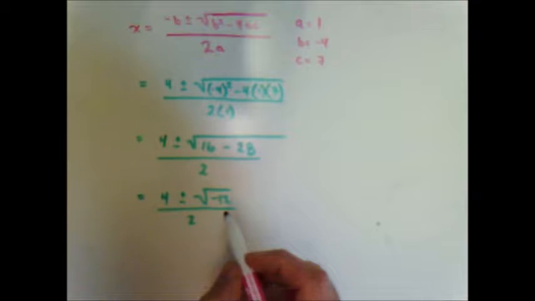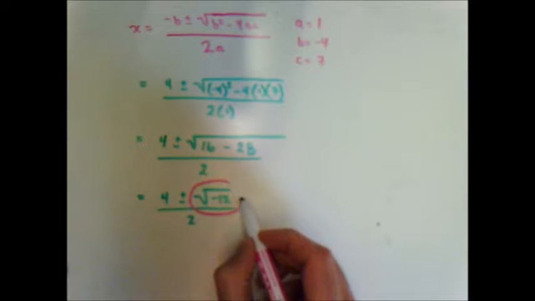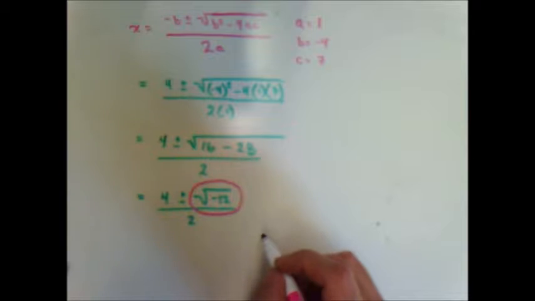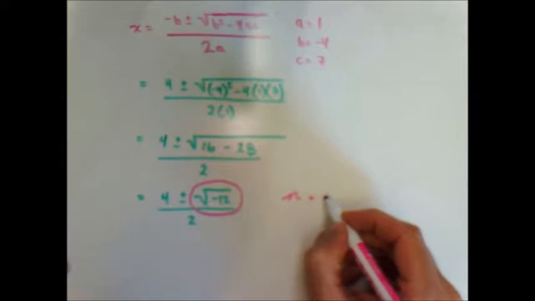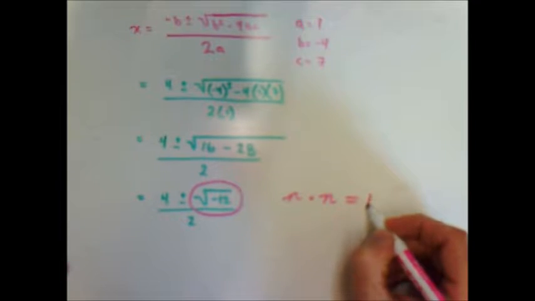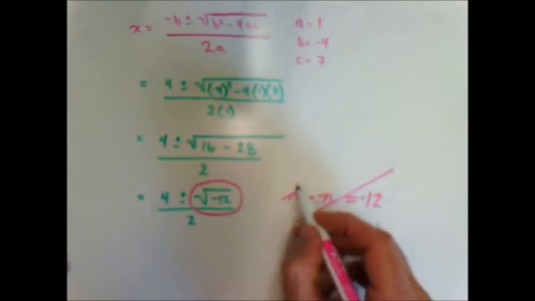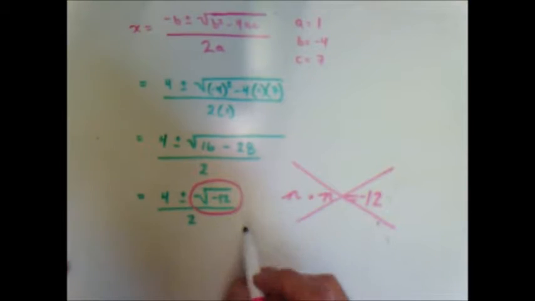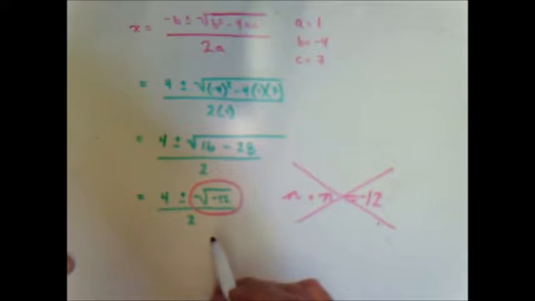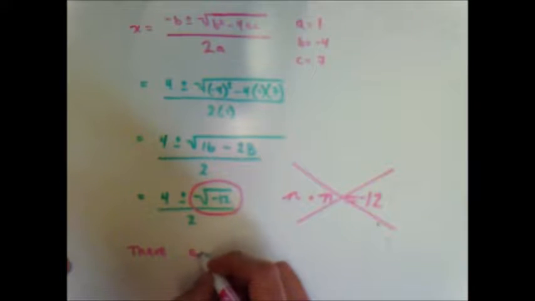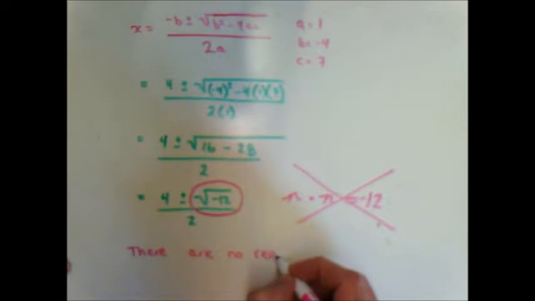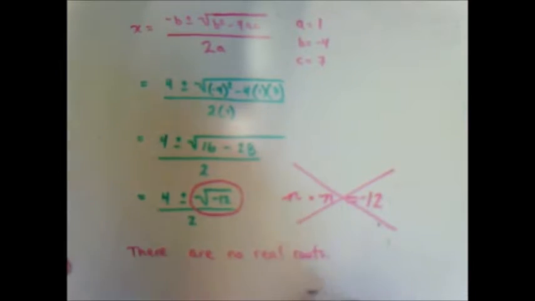Now, I've run into a problem. You can see under the square root is a negative number. There is no such thing as the square root of a negative number. There is no number whatsoever that can be multiplied by itself to equal negative 12. Can't happen. So this is undefined, and there are no real roots.